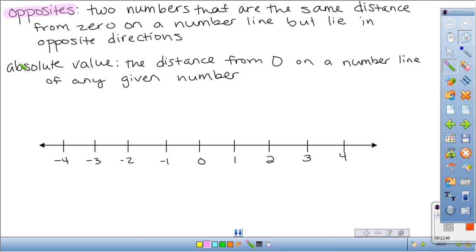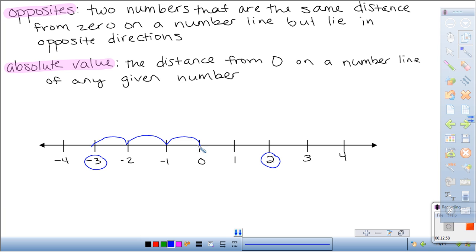Absolute value. Absolute value is the distance from 0 on a number line of any given number. So for instance, the absolute value of -3 would be 1, 2, 3. It's 3 away from 0. The absolute value of 2 would be 1, 2. It's 2 away from 0. So again, absolute value is the distance from 0. And we denote that using bars.